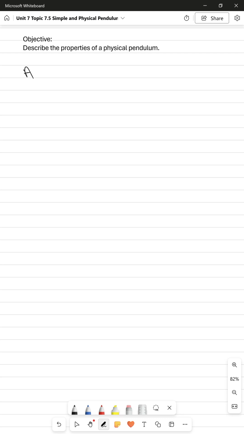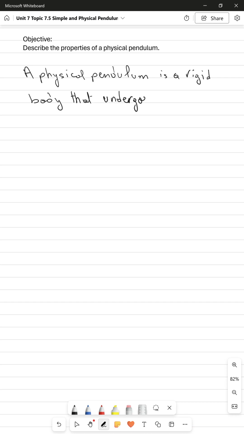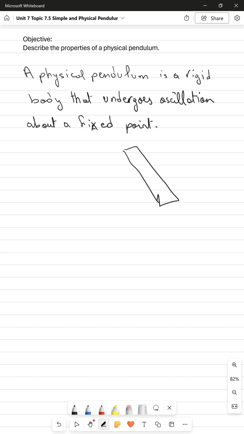So, a physical pendulum is a rigid body that undergoes oscillation about a fixed point. So, for example, if you have, let's say, that's the rigid body and it's going to oscillate.